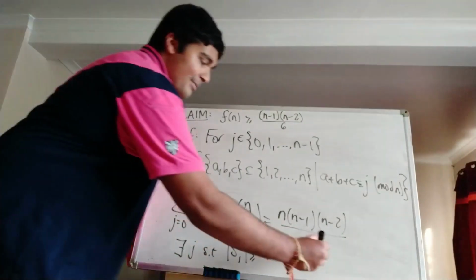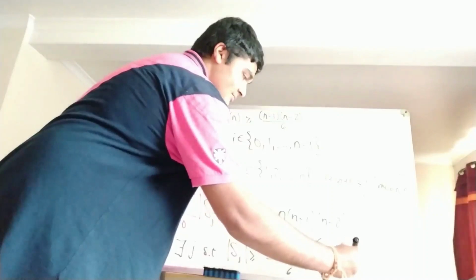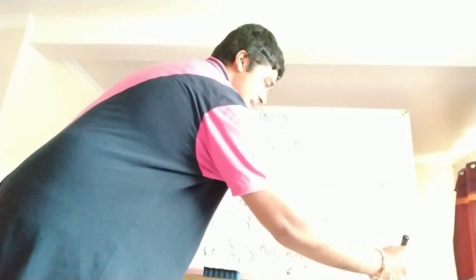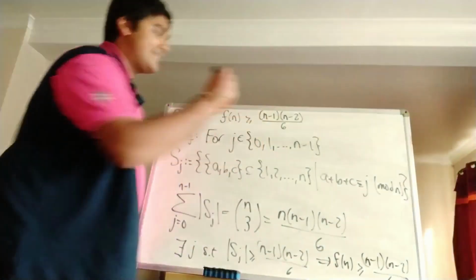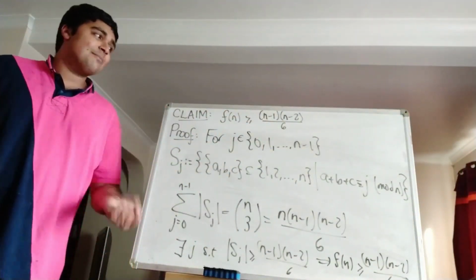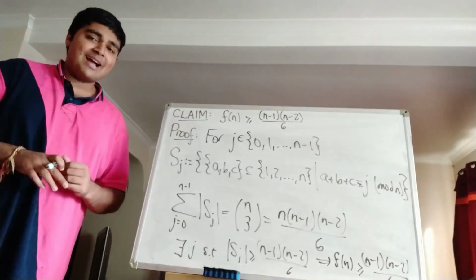So of course then that implies that f of n is bigger than or equal to n minus 1 times n minus 2 all over 6, which is exactly what we claimed. So that proves that part. Then combining the first part and the second part gives us this sandwiching bound on f of n.